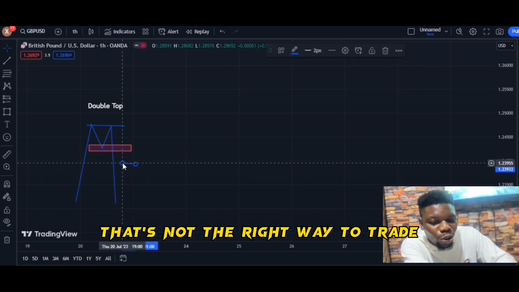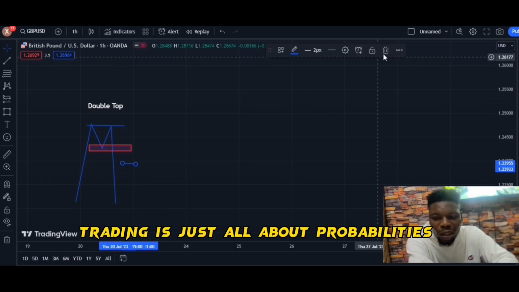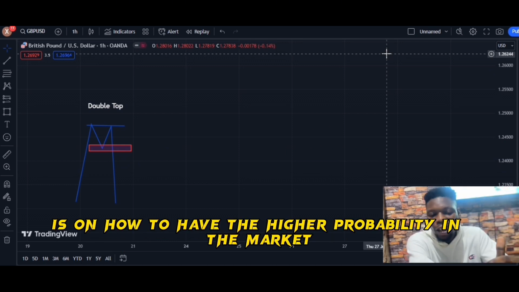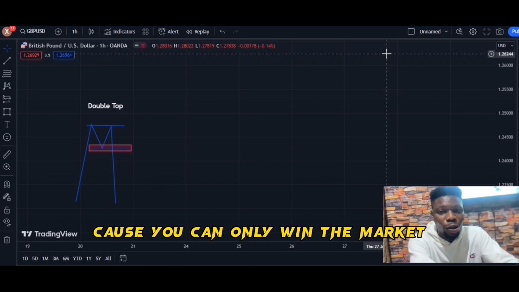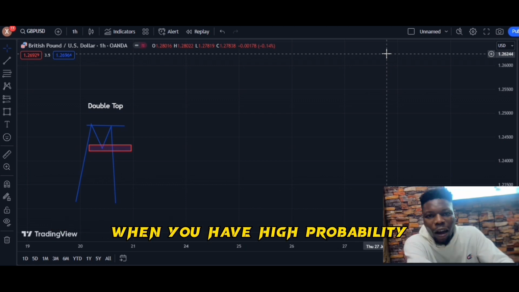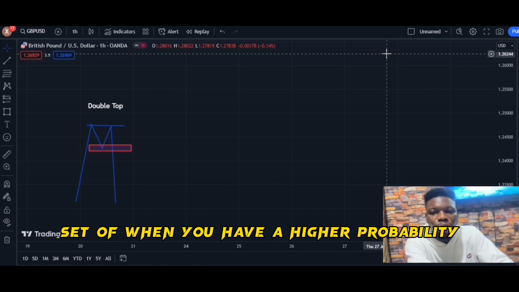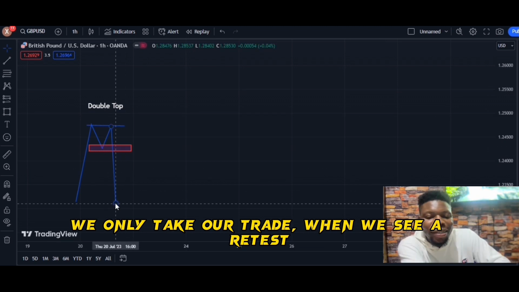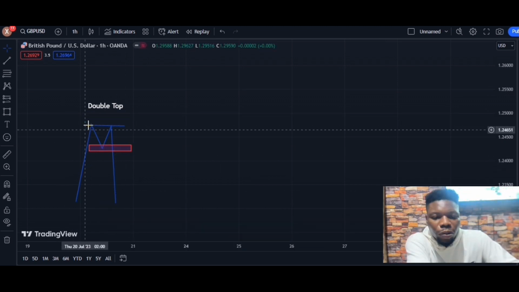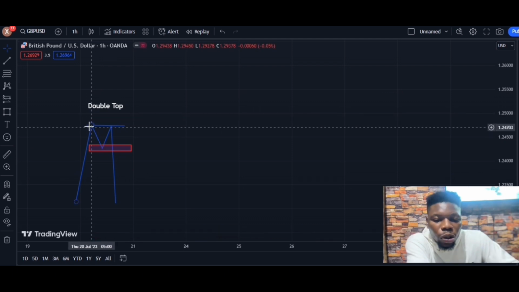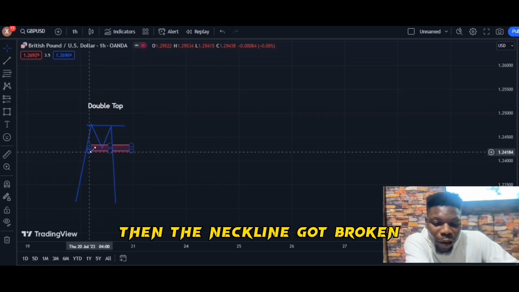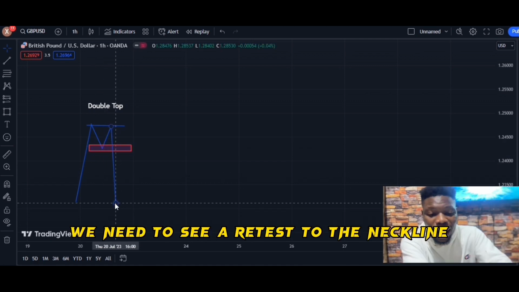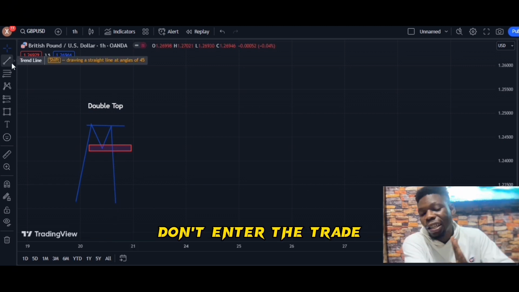That's not the right way to trade the double top, because trading is all about probabilities. What I teach on my channel is how to have a higher probability in the market, because you can only win the market when you have a high probability setup. We only take our trade when we see a retest. The conditions have been met: we have two equal highs, then the neckline got broken, then after the neckline got broken, we need to see a retest of the neckline. If there's no retest of the neckline, don't enter the trade.